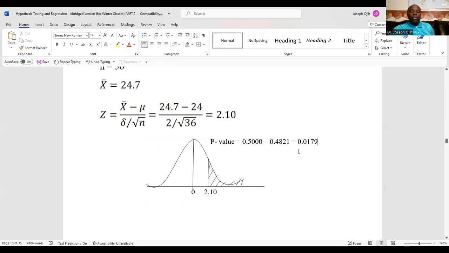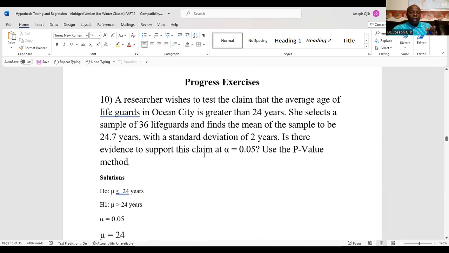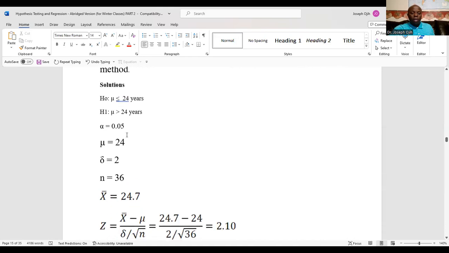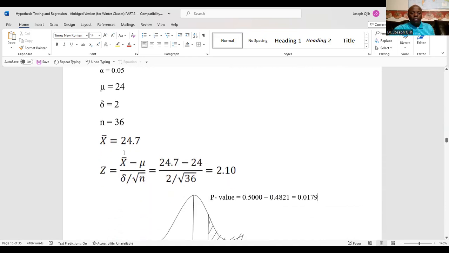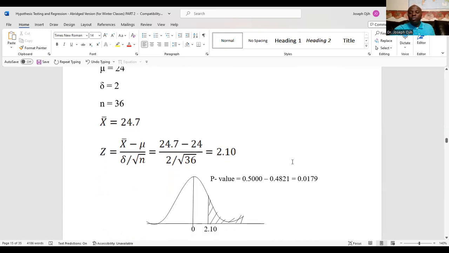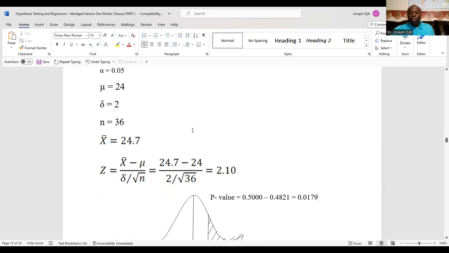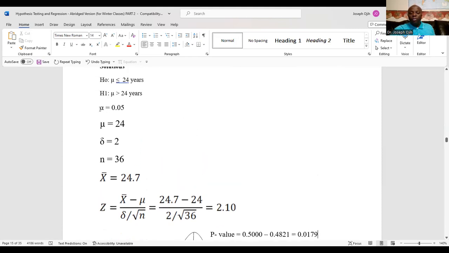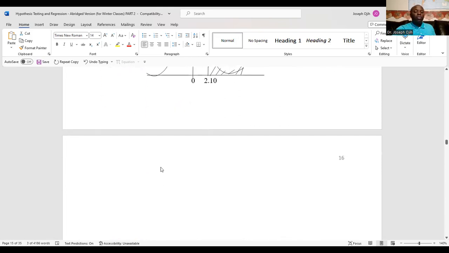0.0179. So now, remember we have stated our hypothesis. We got our alpha. We got our z test. Now we got our p-value. To make the decision, we compare our p-value to the alpha. So alpha equals to make the decision.